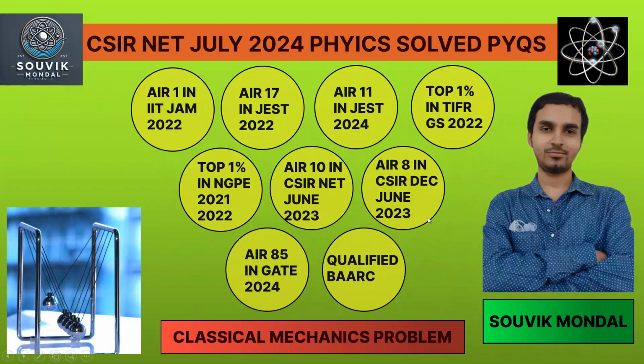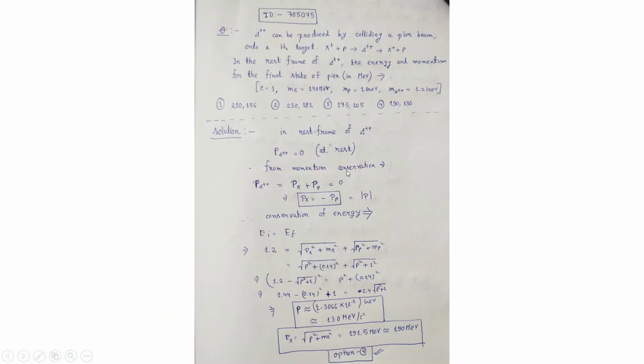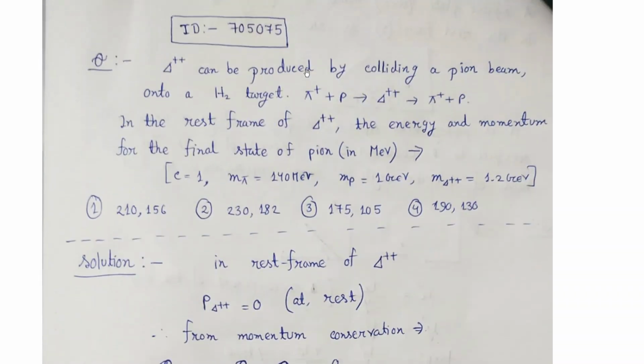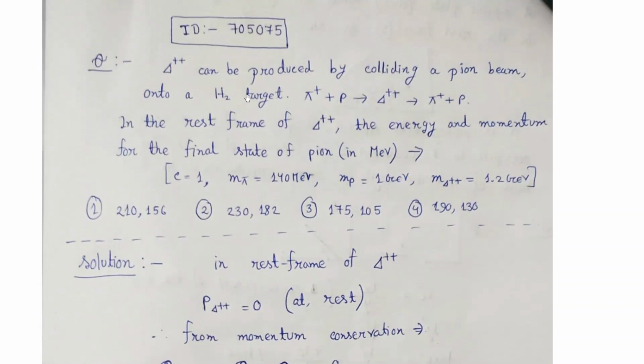Okay, so I am going to discuss another two problems of special relativity that came in the CSIR NET 2024 exam. So this is the first problem. The problem says that delta double plus can be produced by colliding a pion beam onto a H2 target. The reaction can be viewed as pion plus proton giving delta double plus, and it can be viewed in another way, that delta double plus is producing pion and proton.